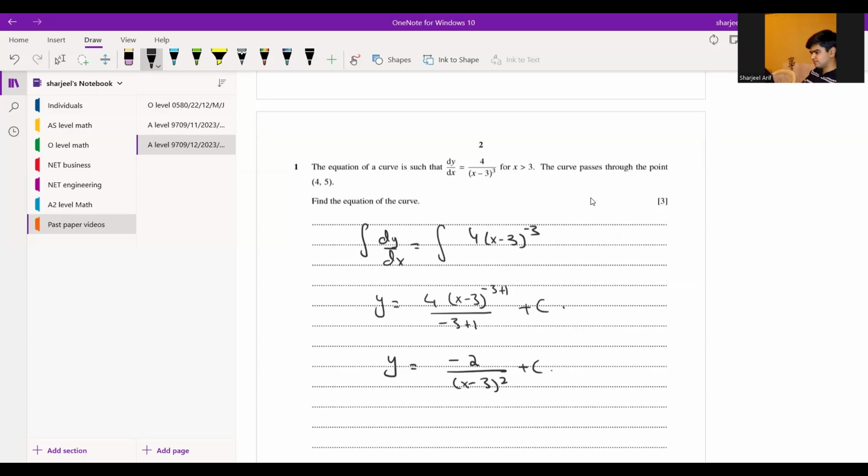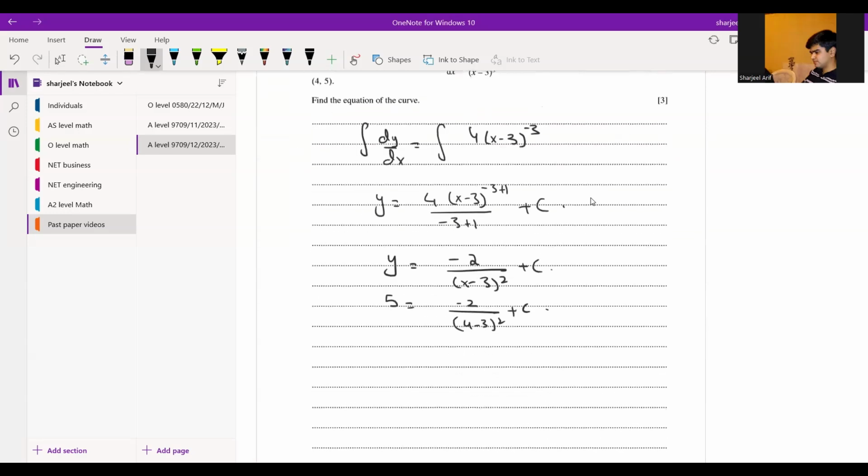We will substitute the values of the point 4 and 5. Y is 5, x is 4. So 5 equals minus 2 plus c, so c will be equal to 7. So our answer will be y equals minus 2 divided by (x minus 3) whole square plus 7.